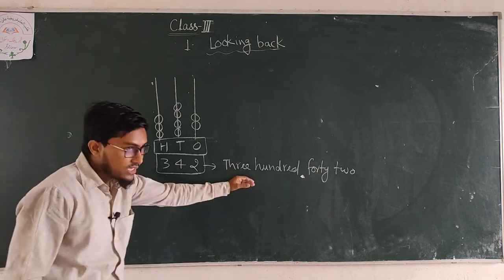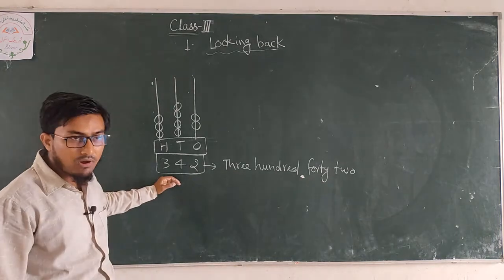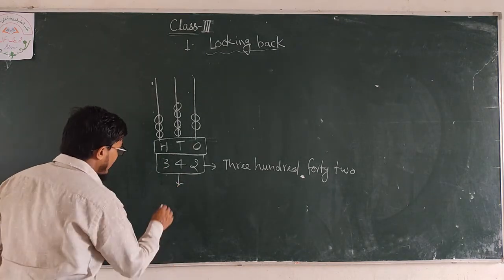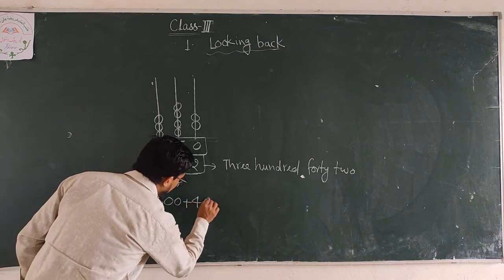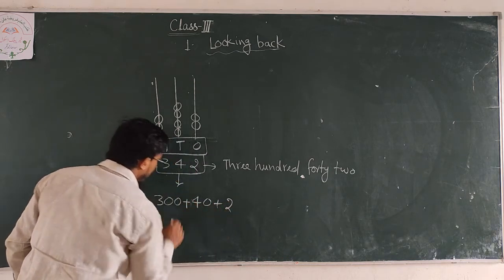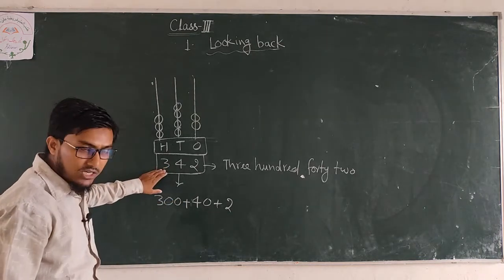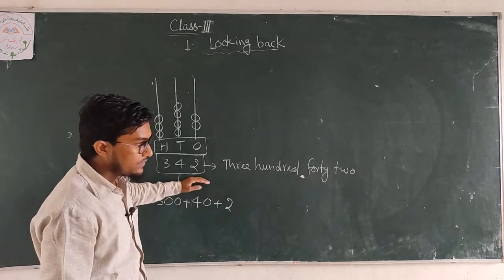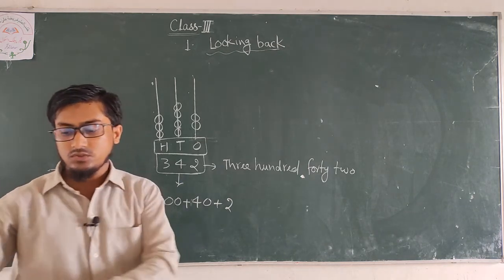342 can be written in word form, and you can write it in expanded form: 300 plus 40 plus 2. This is the expanded form, this is the standard form of the number, and this is the word form of the given number. So this type of situation you can do.